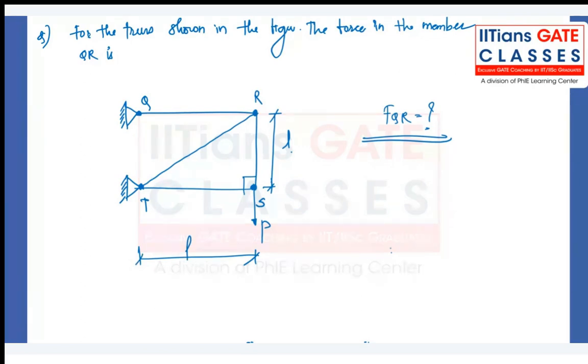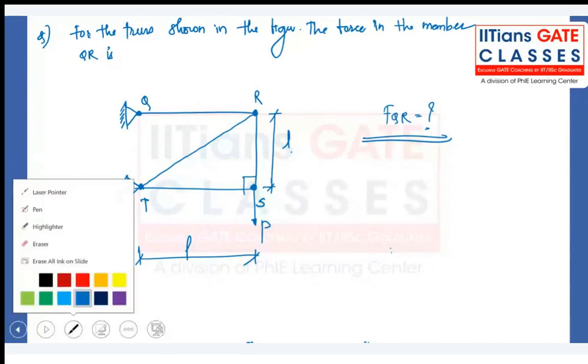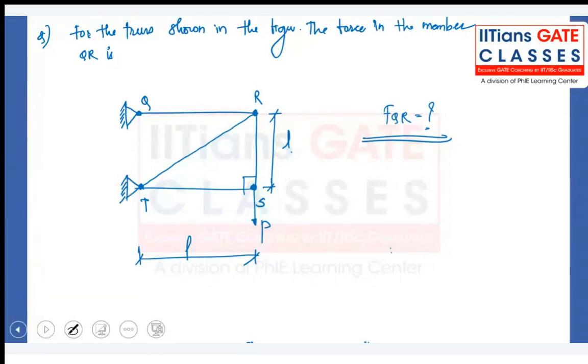If you look into this figure, in order to calculate the force in the member QR, you either need to draw the free body diagram of joint Q or joint R. Comparatively, joint Q I feel is easier. Why? Because in joint Q you have FQR, then we have a horizontal reaction at Q and vertical reaction at Q.